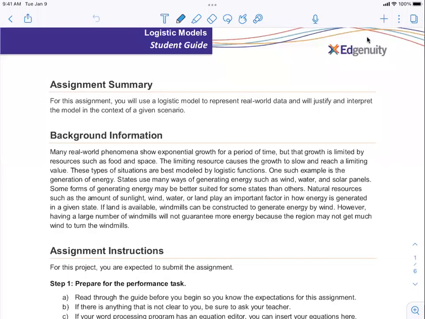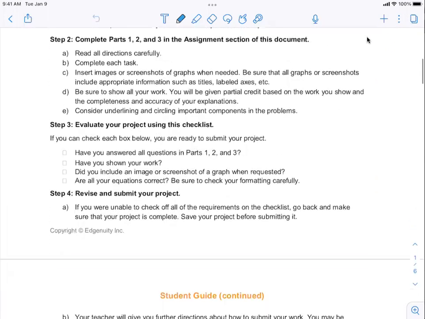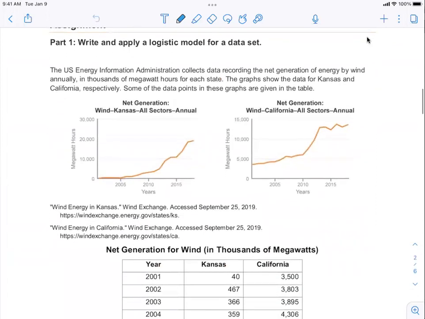All right, so this project for pre-calculus is the logistic model. Again, here are the instructions and the background information. And we'll jump right into the assignment. So part one, write and apply a logistic model for the data set.